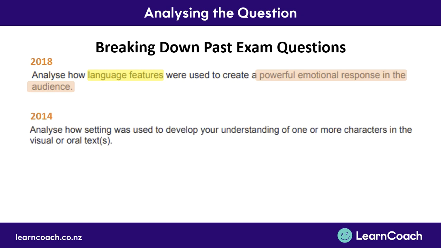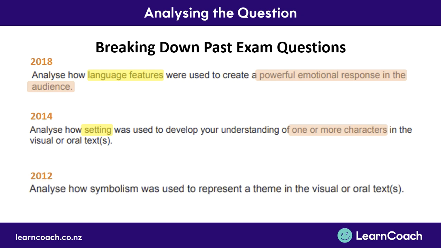Here's one of the 2014 questions, which has a different combination of part 1 and part 2. It has setting as part 1 and character as part 2. Once again, though they don't explicitly say so, they are asking you to link part 1 to part 2, as in, how does setting link to the character? Thirdly, here's another combination of the 2 parts, with symbolism being part 1 and theme as part 2.